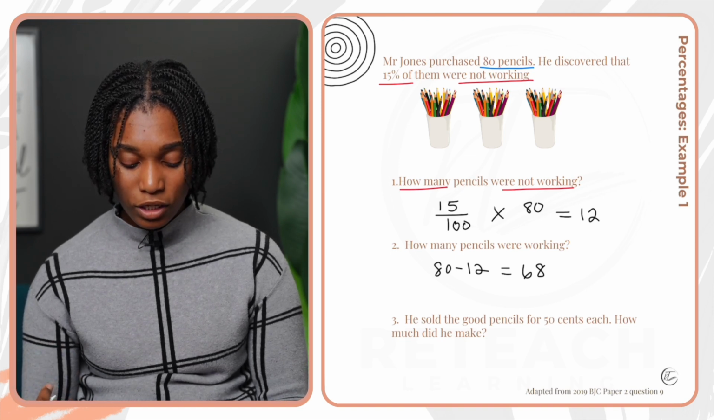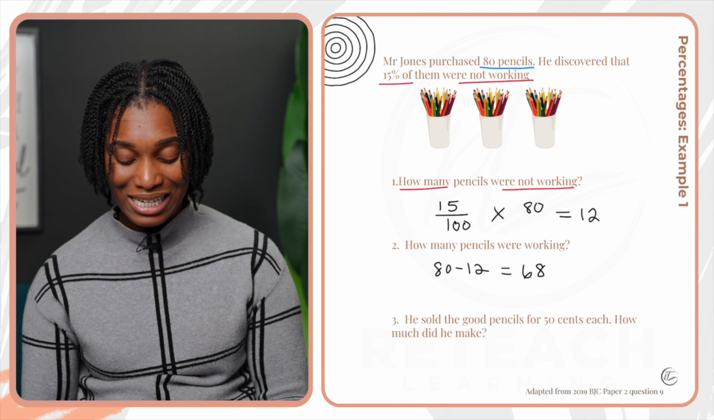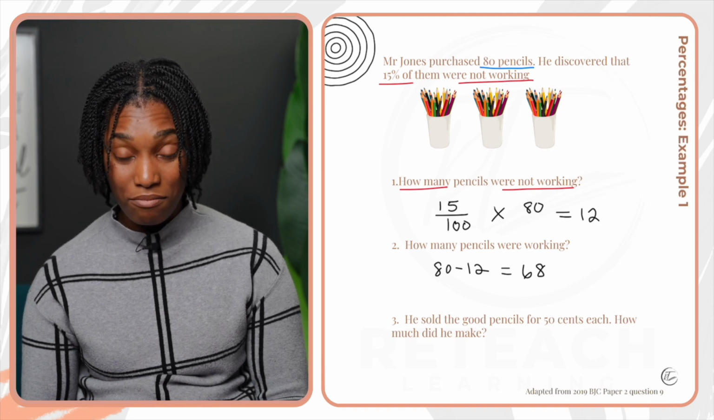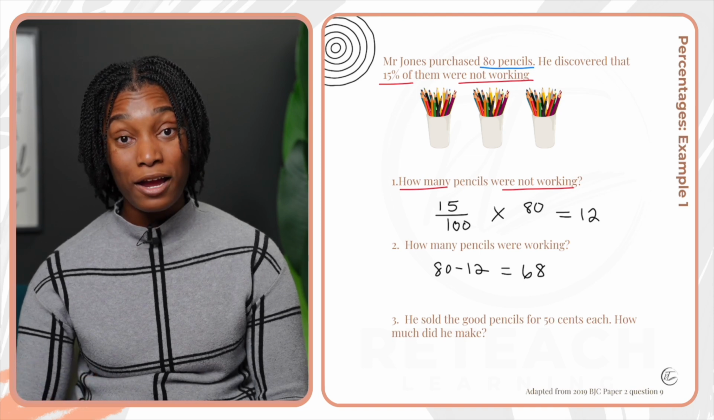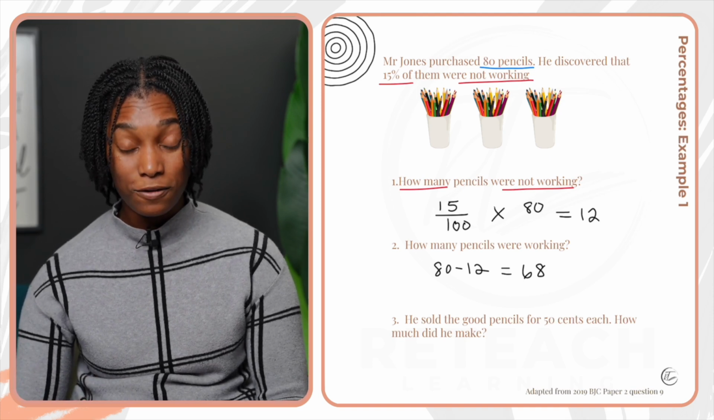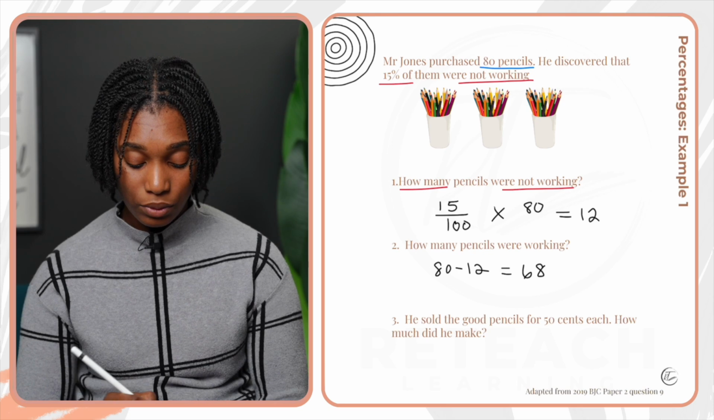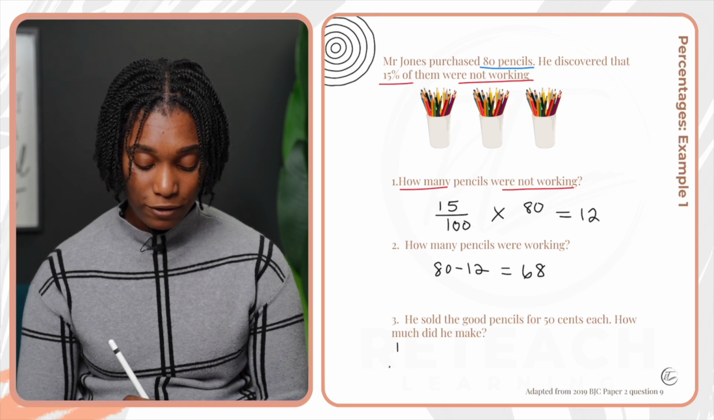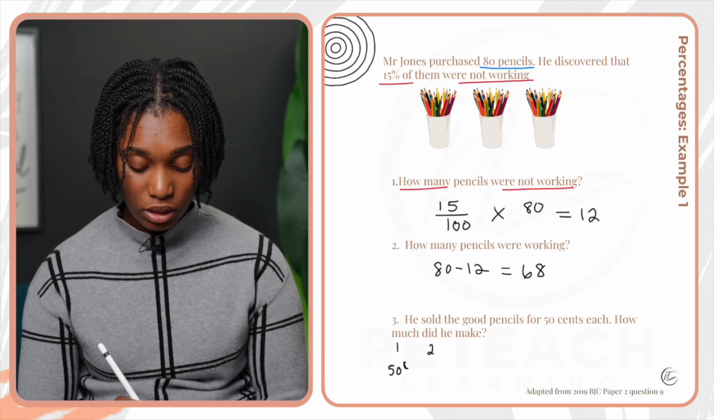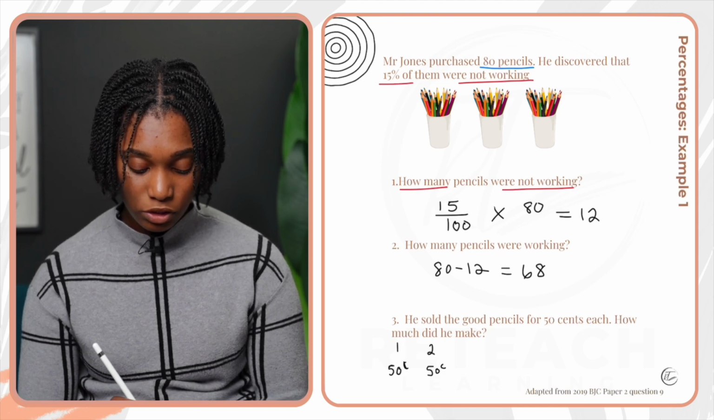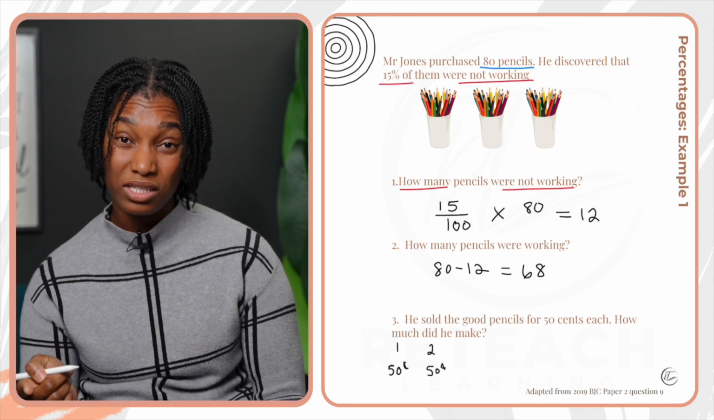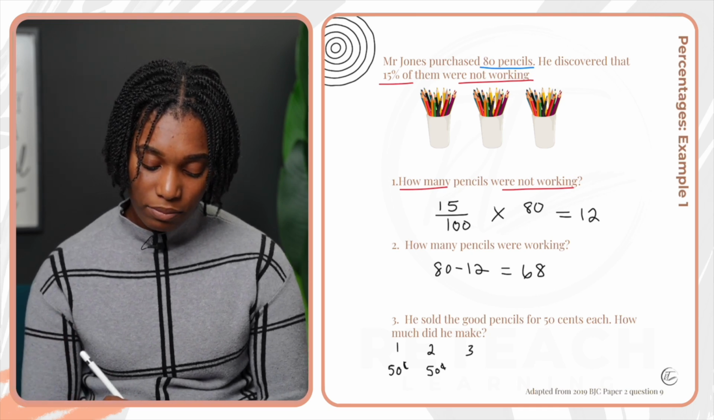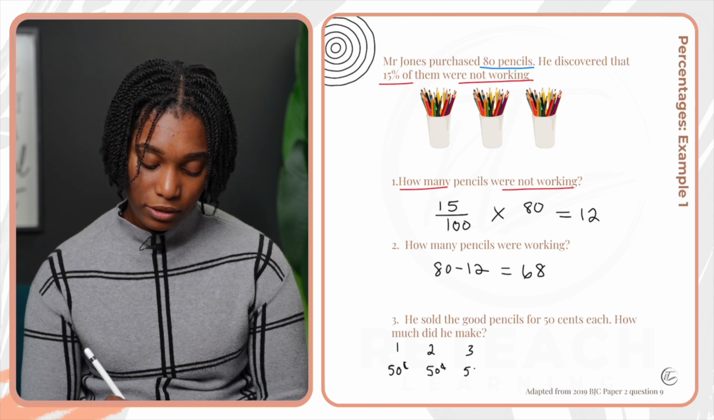He sold the good pencils for 50 cents each. How much did he make? Now let's think about what they're asking us. They're saying for every good pencil, he made 50 cents. So in other words, for the first pencil he sold, he got 50 cents. For the second pencil he sold, he got 50 cents. So if I wanted to figure out how much he made for selling 2 pencils, he made $1 because 50 cents plus 50 cents is $1. For the third pencil he sold, he got another 50 cents.